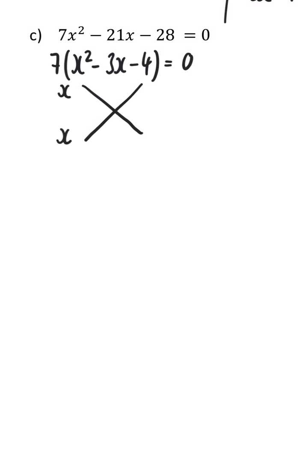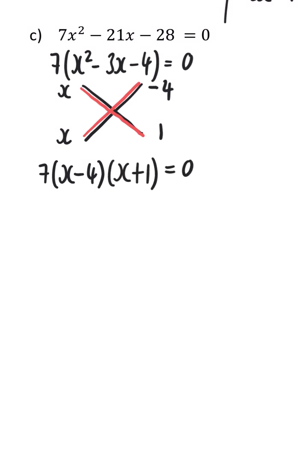We know we've got x and x here. What are 2 numbers that multiply to give me negative 4 and add to give me negative 3? Well, I'm thinking it's 4 and 1, and which one has to be negative? It must be this guy here, so that when I get x times negative 4 plus x times 1, I do get negative 3x. So I've got 7 lots of x minus 4, x plus 1 equals 0. Same thing again, if this equals 0, then x is equal to 4. If this equals 0, then x is equal to negative 1.